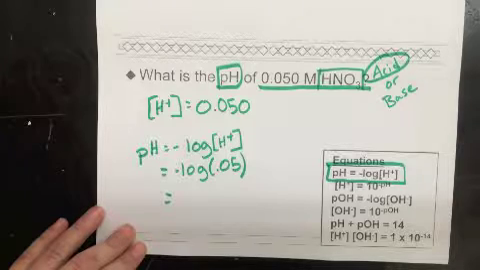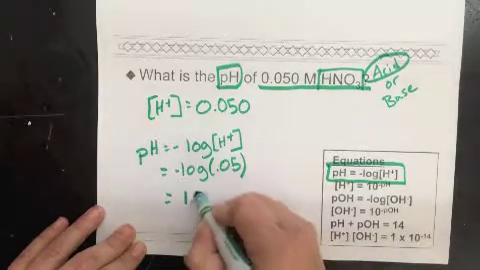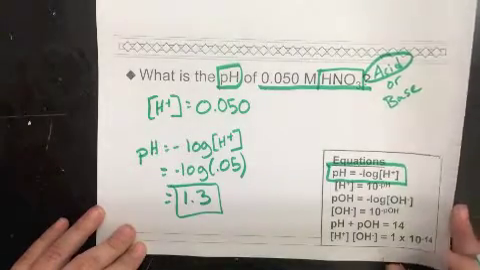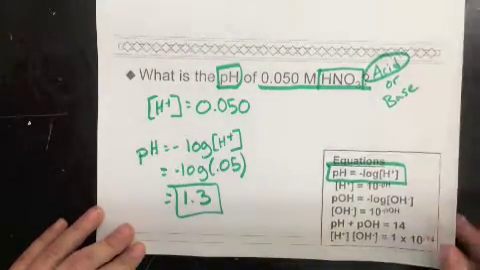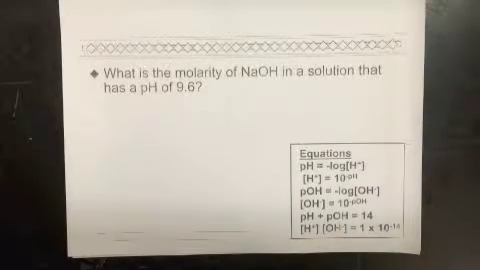So the negative log, and you should get 1.3. And that's your answer. pH and pOH do not have a variable. So that's a very simple, short, and sweet one. This next problem isn't as easy as the one before.